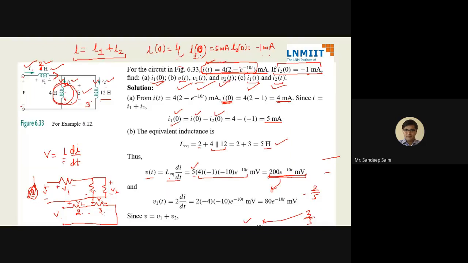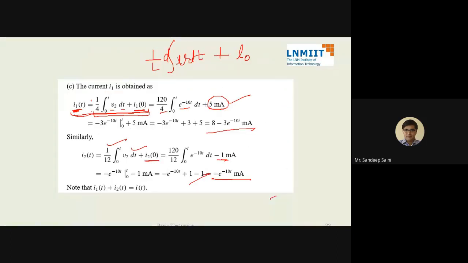Let us now calculate I2. In I2, inductor value is 12 and voltage is V2. V2 equation is this. So 1 by L means 1 by 12 integral of V2 dt. V2 is 120 e raised to power minus 10t dt. And the value of I2 at t equal to 0 is minus 1.